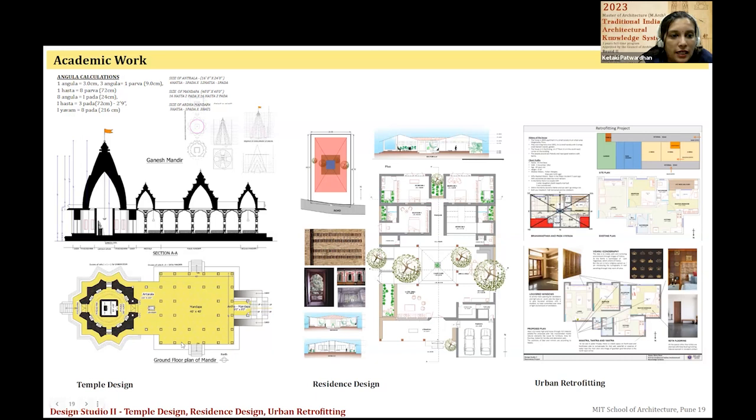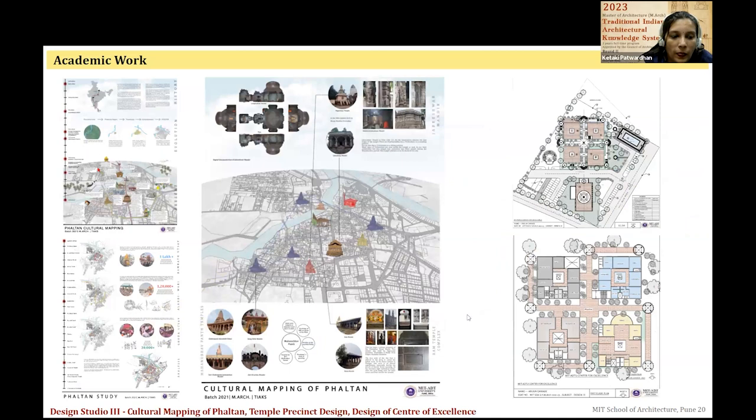So first the Brahmasthana is established, Pada Vinyasa or layering or zoning of different spaces is done based on energy fields. Ayadi calculations or angular calculations are done. Based on that, the size of the Garbhagruha or the courtyard is established, and then the further design evolves. This is the cultural mapping of Fulton that was done.